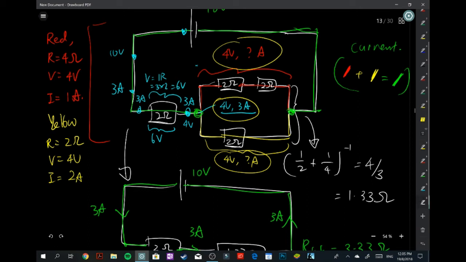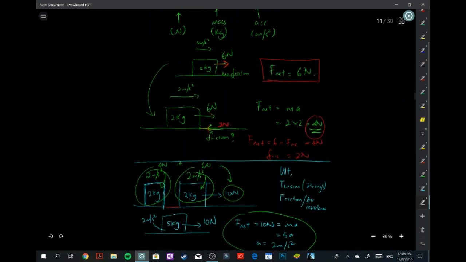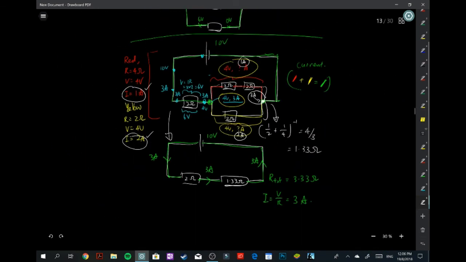And then you'll realize that this 2 ampere and this 1 ampere add up to become 3, which is true, because when they recombine here, this is 3 ampere. So it's true that there's 1 ampere in the red and 2 ampere in the yellow respectively. Okay, so this is a slightly more complicated circuit.